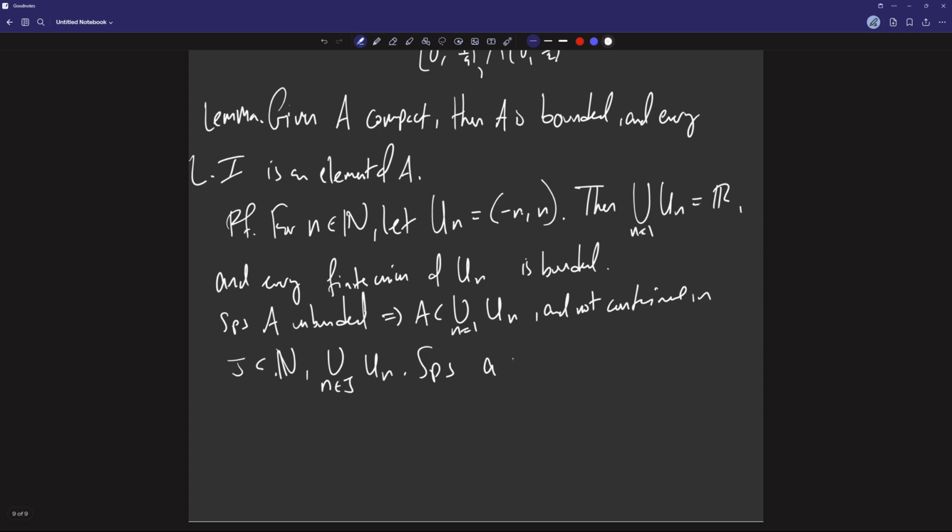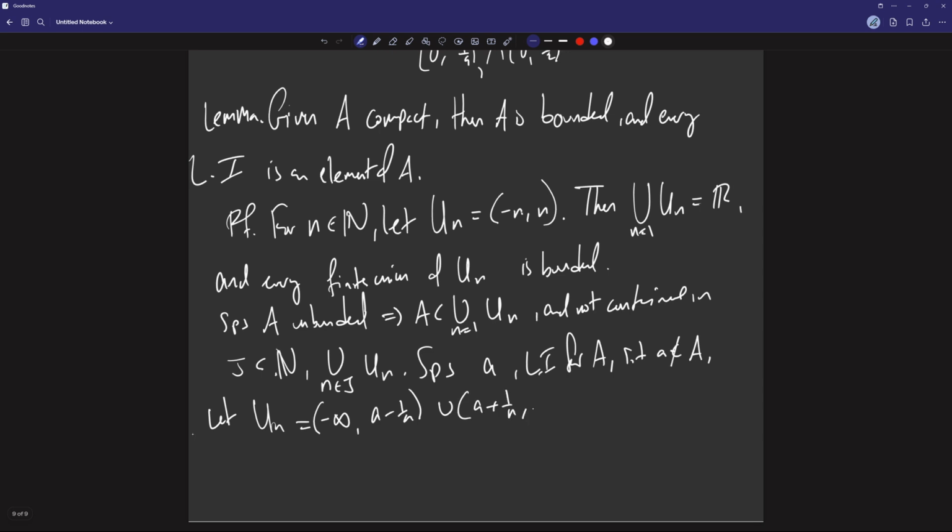Suppose that we have an element a, which doesn't lie in A. Or no, I should actually respecify this. Suppose a is an element, such that a is not contained in A, which is possible. Then let Un be all elements less than a minus 1 over n, unionized with all elements greater than a plus 1 over n, all the way to infinity. Then the union from n equals 1 of Un is just going to be equal to the real numbers set minus a.